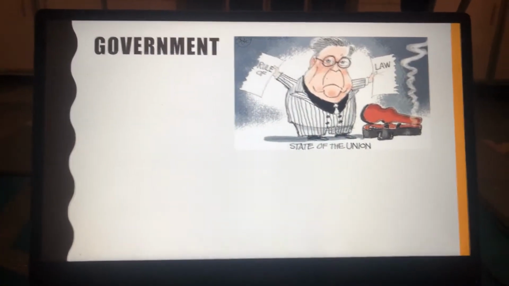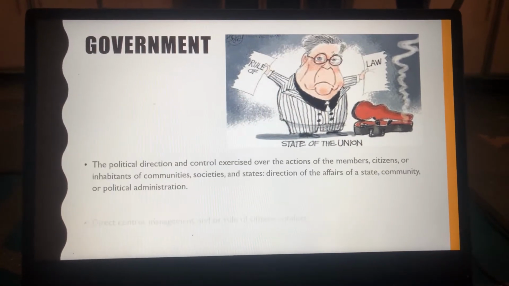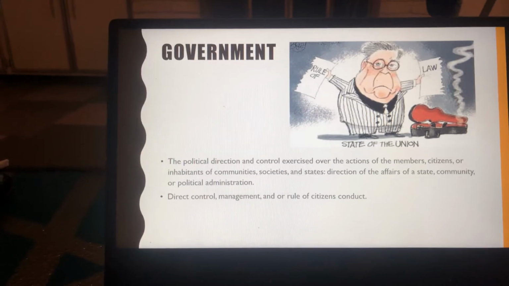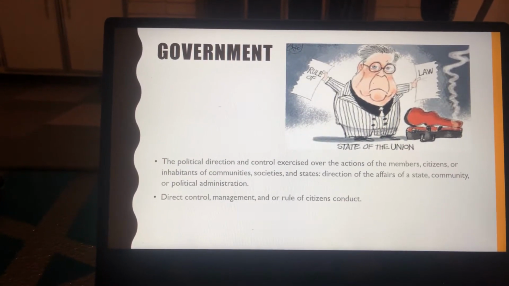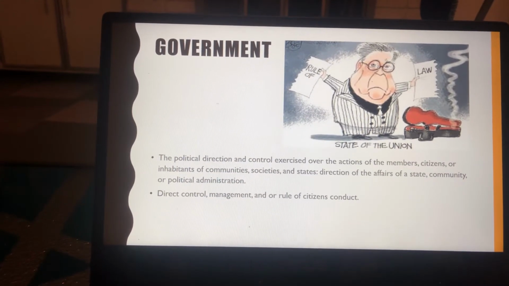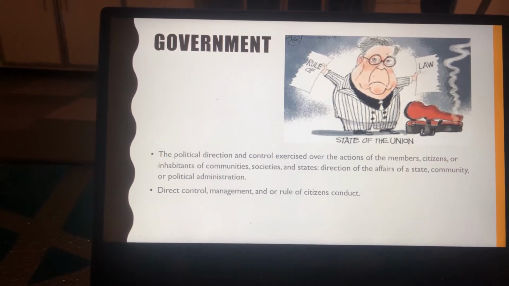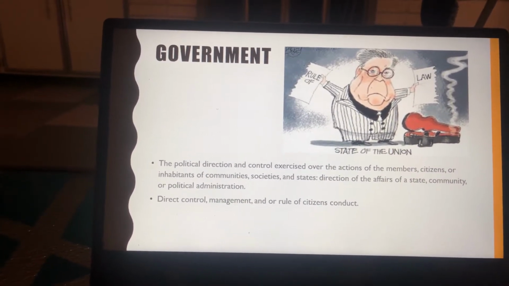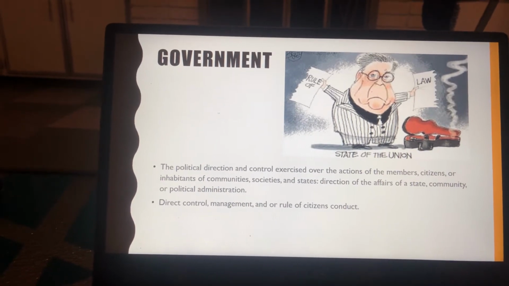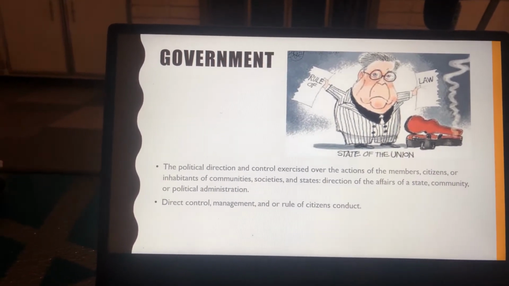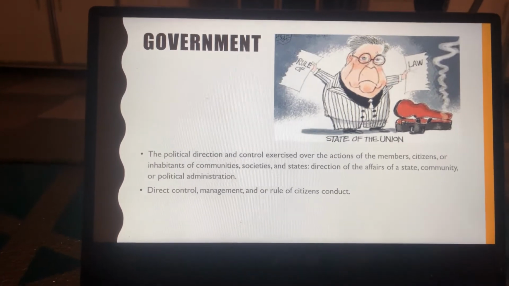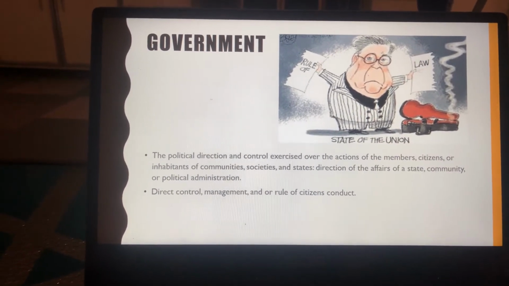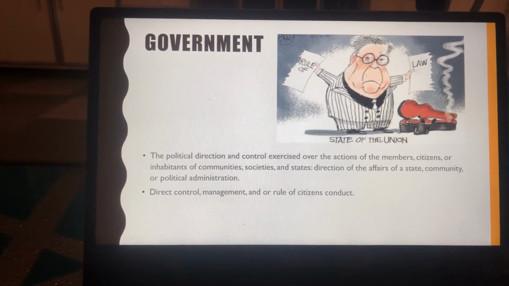Okay, so let's look at the definition of government. You have two different definitions. One states that a government is the political direction and control exercised over the actions of members, citizens, or inhabitants of communities, societies, and states. Direction of affairs of a state, community, or a political administration. That's one definition. I would like to go more into detail with the second definition because it's simpler.